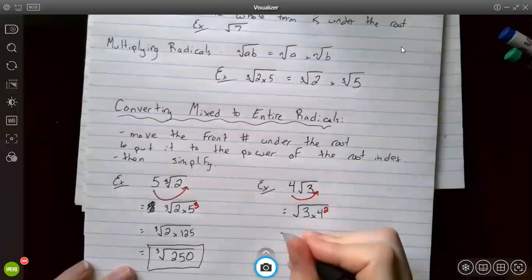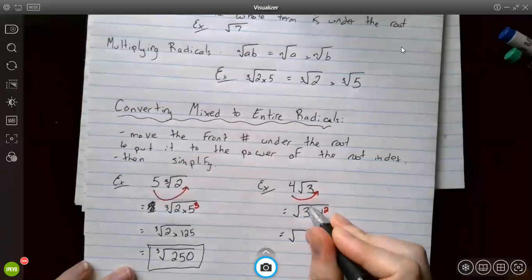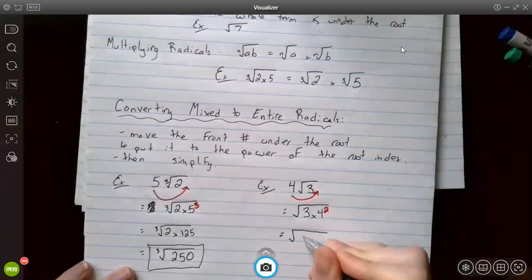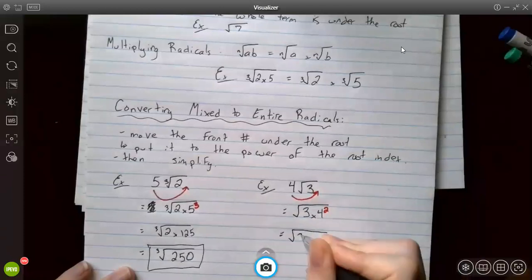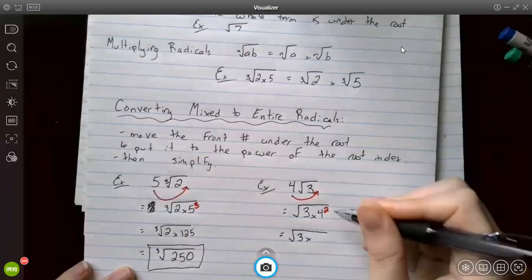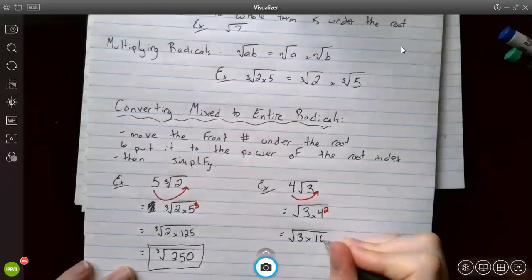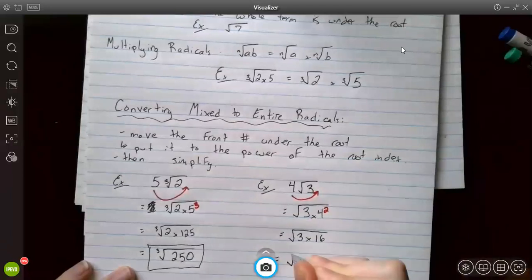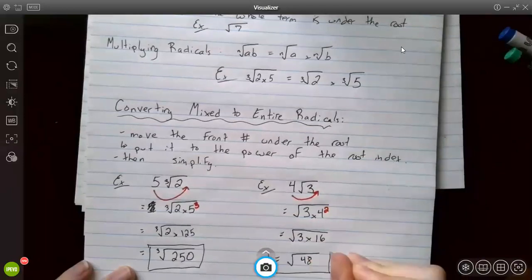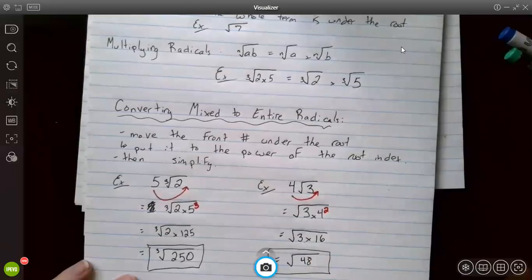Then I'm just going to solve underneath here according to BEDMAS. So I do exponents first. So I'll be left with 3 times, and then 4 squared is 16. And then 3 times 16 is 48. And the square root of 48 is my final answer.